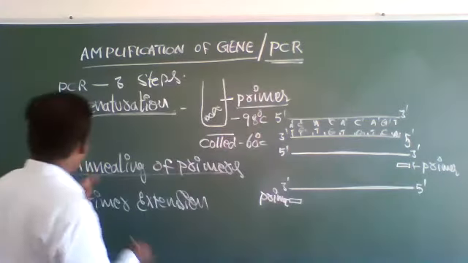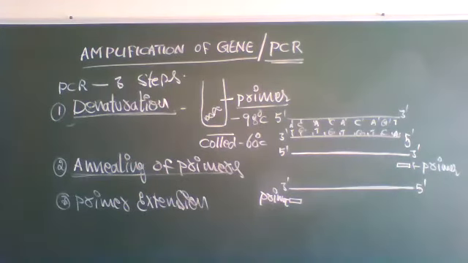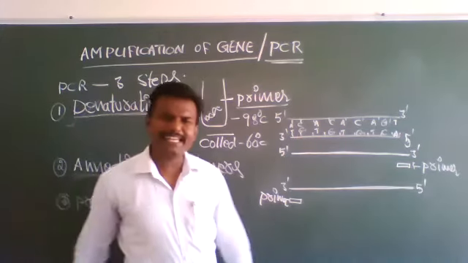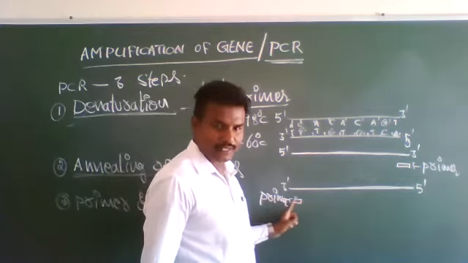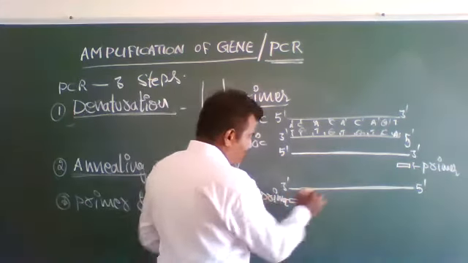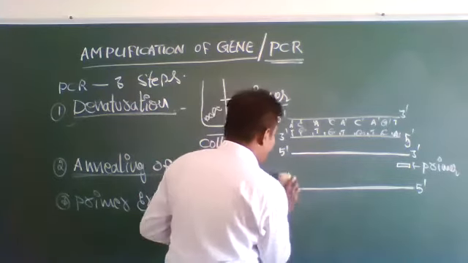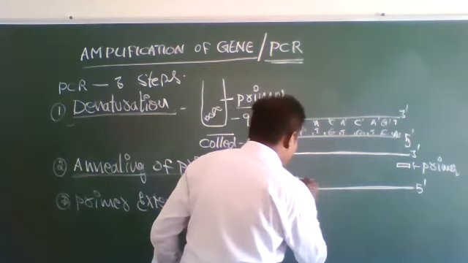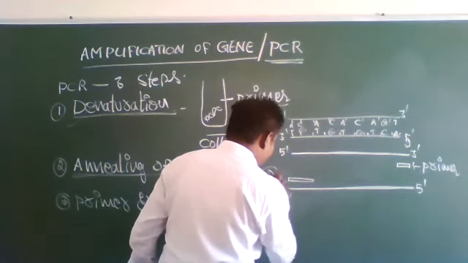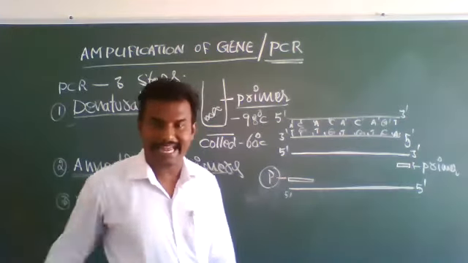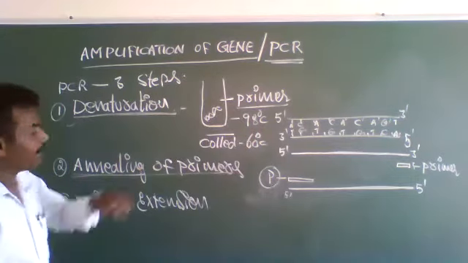That is called annealing. Annealing means joining of primer. So the primer is joined. Here, for our diagram convenience, I have drawn it here. So here also you can draw. Here the primer is added. This is primer. So that is called annealing of primer.